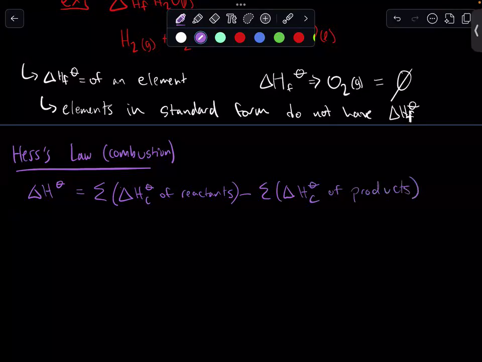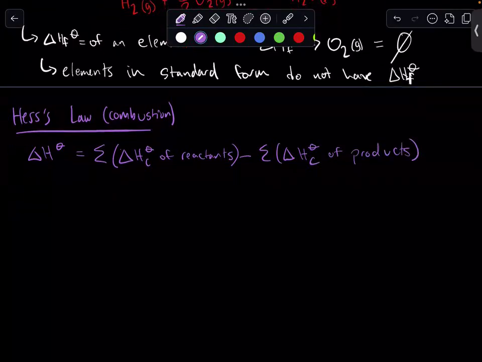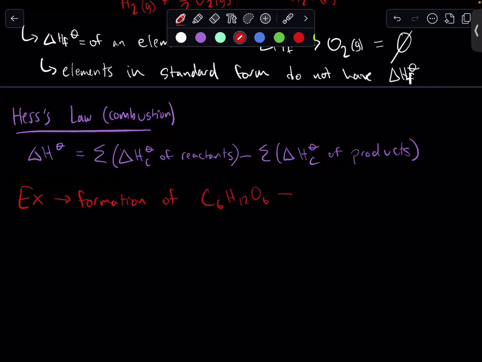We already saw this in the last video when we did the energy cycle concerning the creation of methane, but we can do another example. Let's do another example, and we'll look at the formation of glucose, C6H12O6, and we will calculate with combustion.